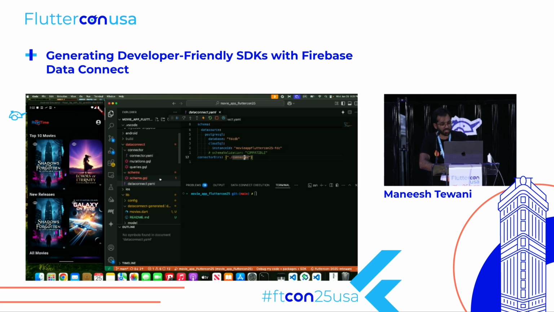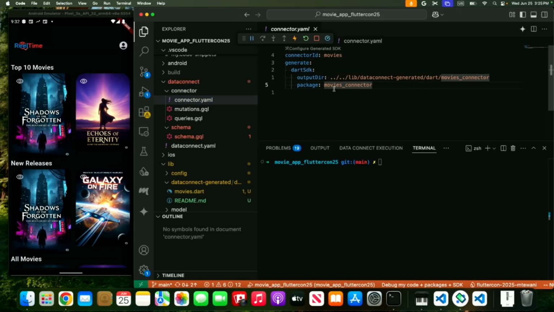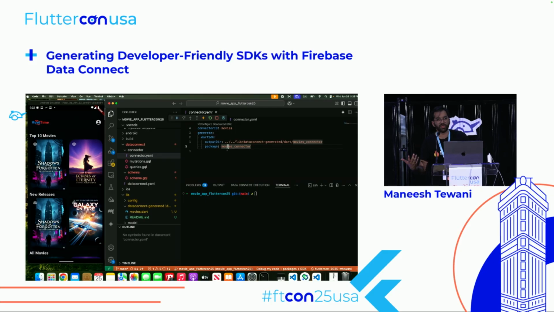So let's take a look at some of this other code here. So the connector.yaml, this is where the heart of the generation happens. Inside the connector.yaml, you have the connector ID, which specifies the ID or the name of the connector. And then you have the generate field, which will tell Data Connect what kind of SDKs you want to generate. And then you have the output directory and package.